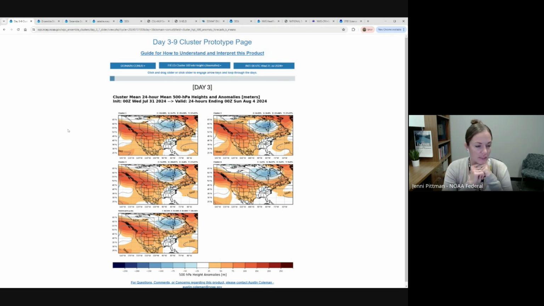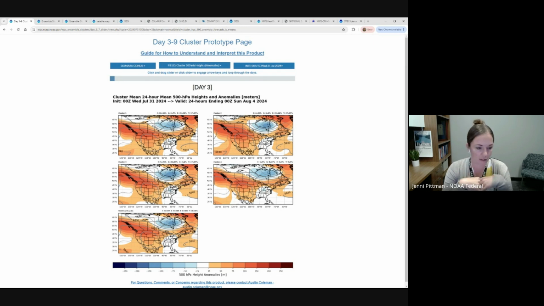So in this stage, you want to look at the overall pattern, utilize your conceptual models, and also assess what should the predictability be in this type of situation. So this is a pretty predictable scenario, large scale ridge. You know that underneath it, it's going to be hot. Winds are probably going to be pretty light.